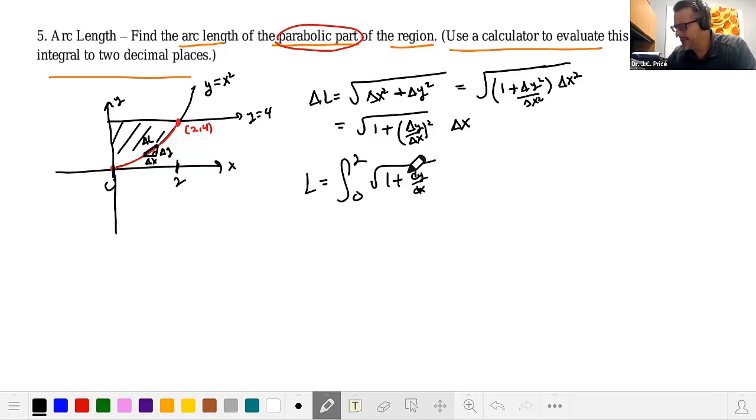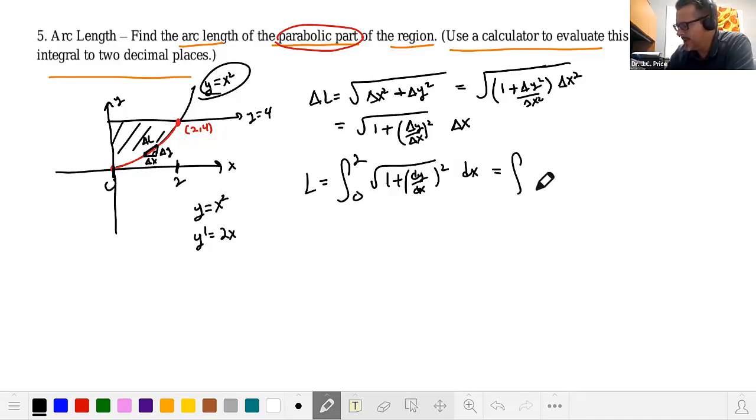So dx quantity squared dx. And so I need to find the derivative. So what's the derivative of y? Well, if y is equal to x squared, the derivative of y, so y prime, is just equal to 2x. And so this will be equal to the integral from 0 to 2 of the square root of 1 plus 2x quantity squared dx, which you can simplify a little bit.